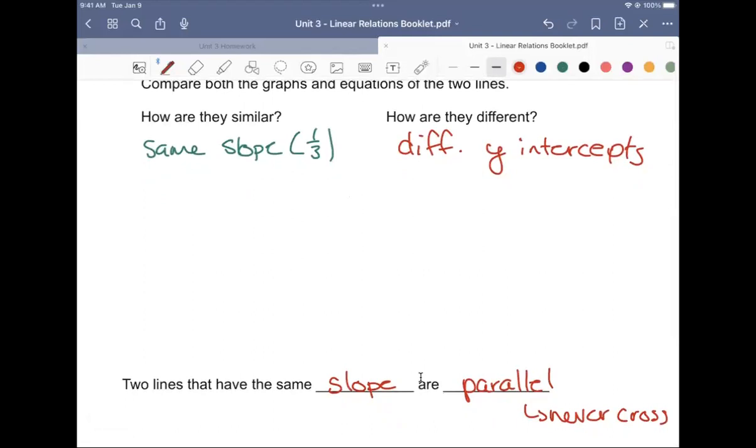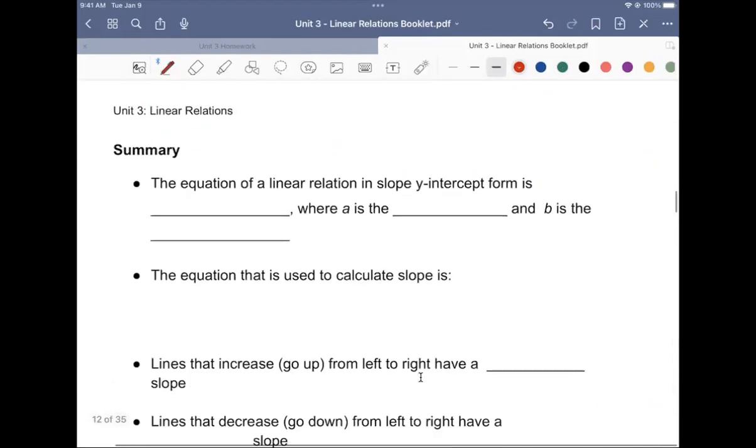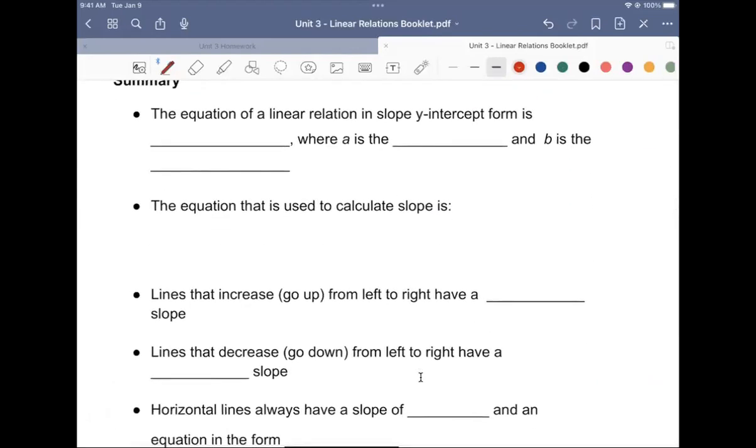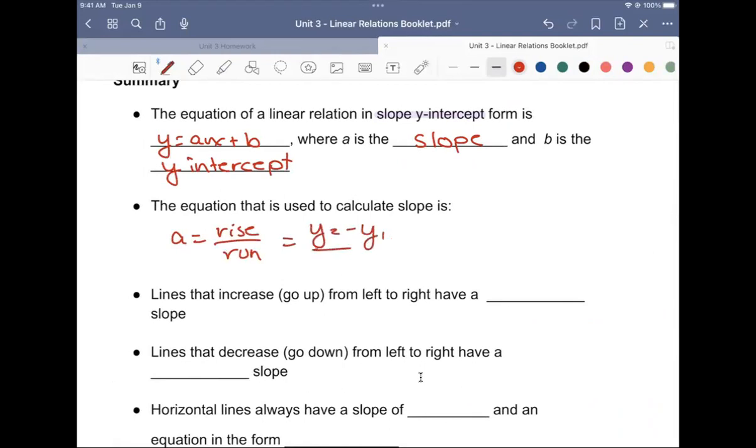We're just going to do a little bit of a summary of what we just talked about, and then we will finish up this lesson. The equation of a linear relationship in what we call slope y-intercept form is y equals ax plus b, where a is the slope and b is the y-intercept. The equation that is used to calculate slope is a is equal to rise over run, or y2 minus y1 over x2 minus x1. You can just use rise over run if you have a graph.